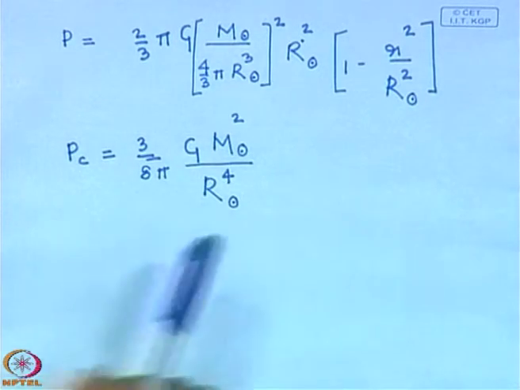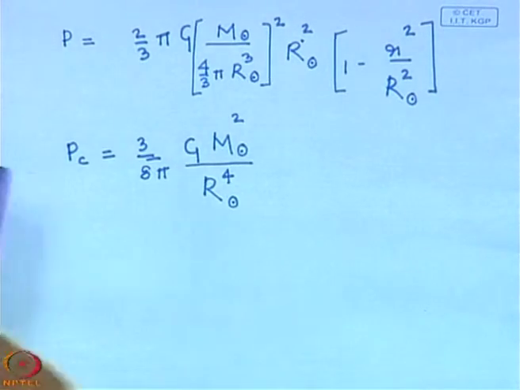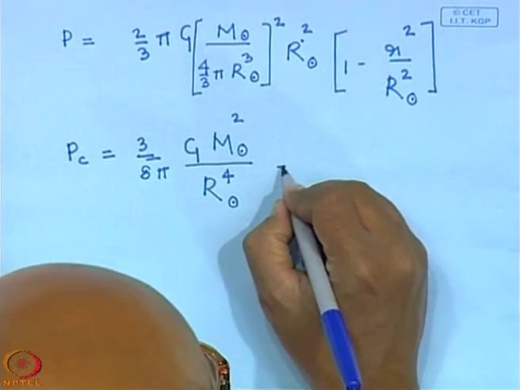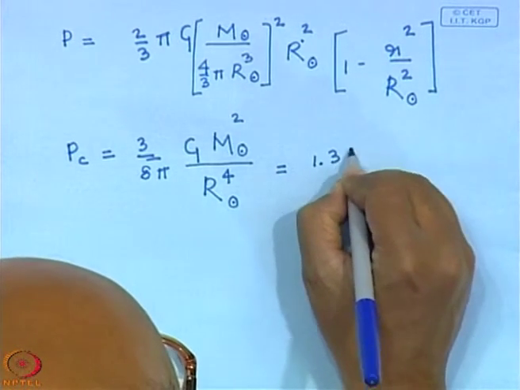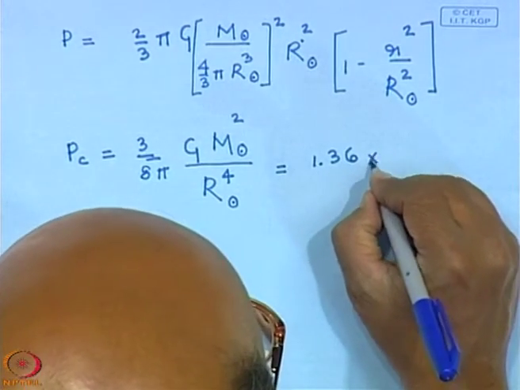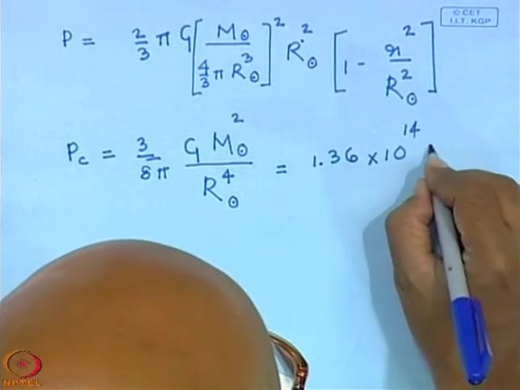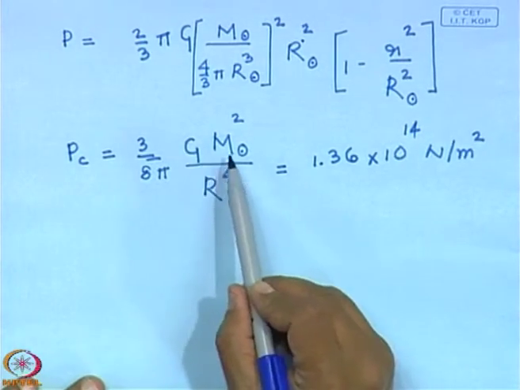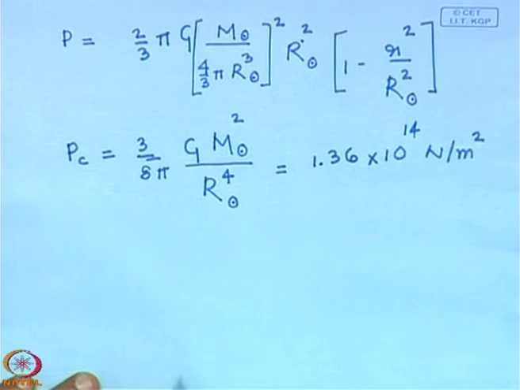we get an estimate of the pressure at the center of the sun, and this comes out to be equal to 14 newtons per meter square. I will ask you to check this yourself, just put in the numbers and calculate this, check it for yourself. Okay. So, this is an estimate of the pressure at the center of the sun.